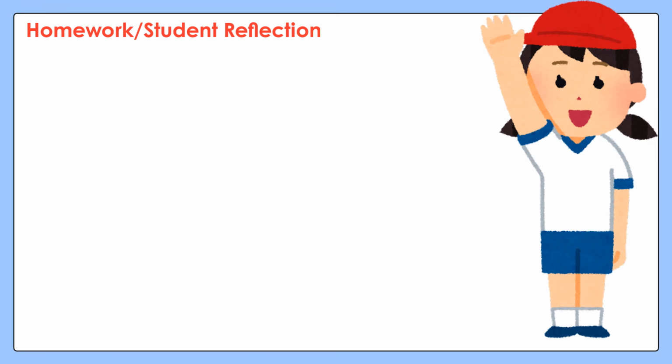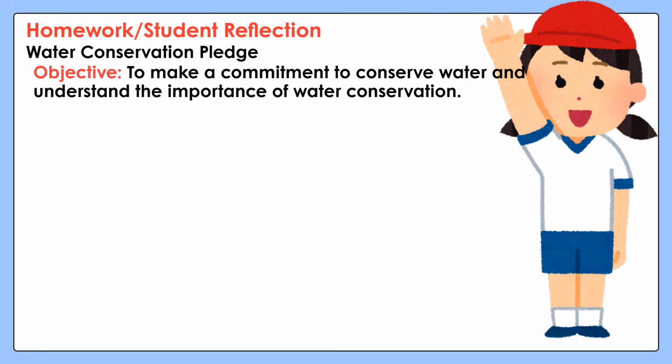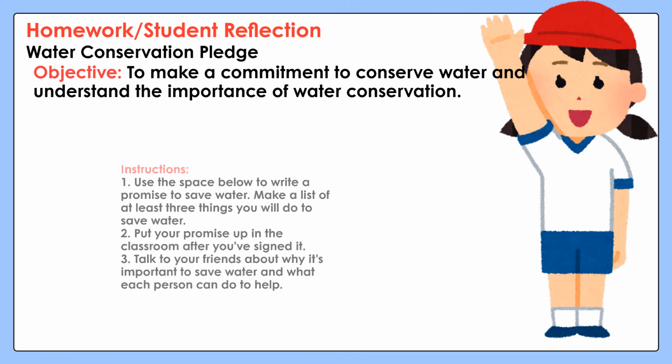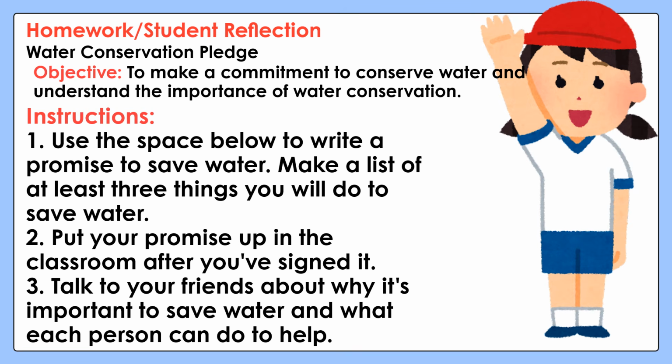Homework or student reflection: water conservation pledge. Objective: to make a commitment to conserve water and understand the importance of water conservation. Instructions: use the space below to write a promise to save water. Make a list of at least 3 things you will do to save water. Put your promise up in the classroom after you've signed it. And talk to your friends about why it's important to save water and what each person can do to help.